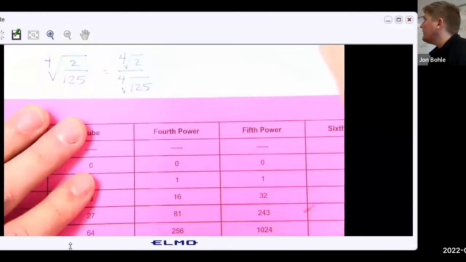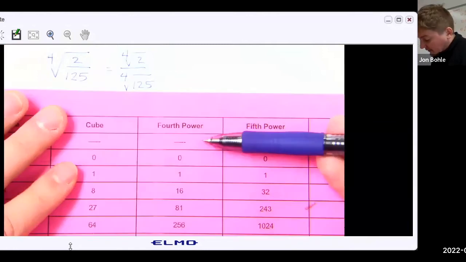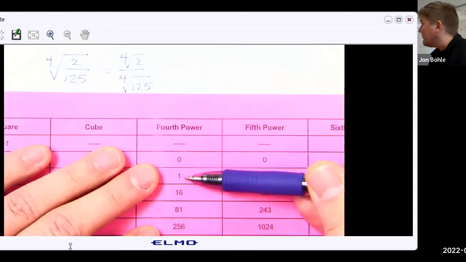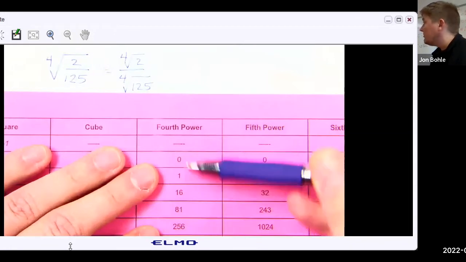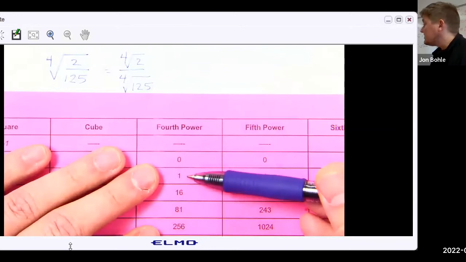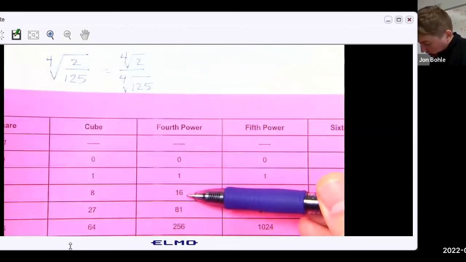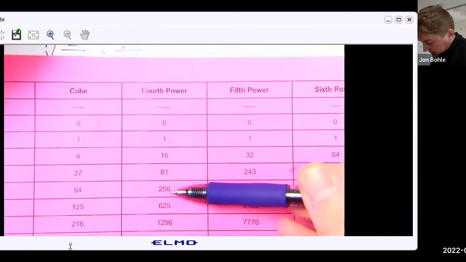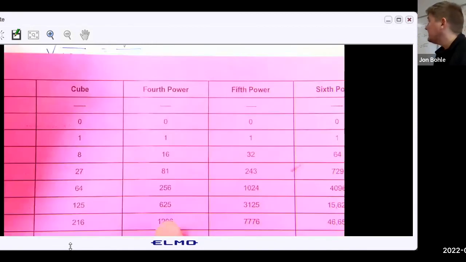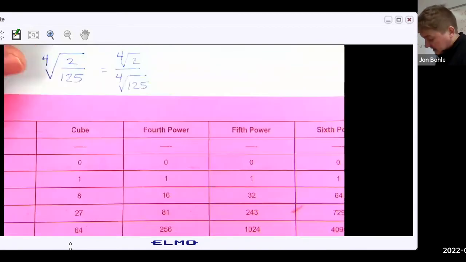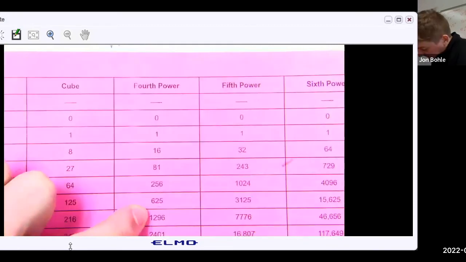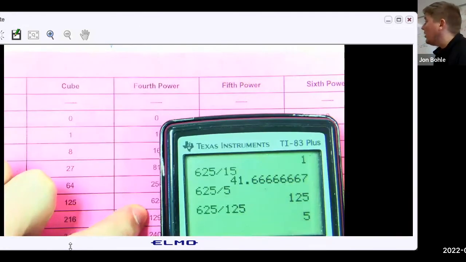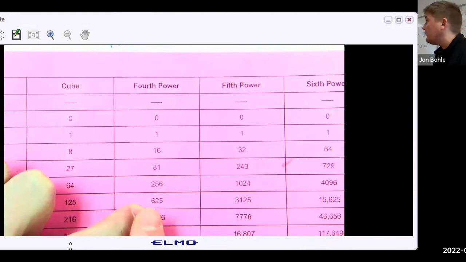I'm going to start looking at my fourth powers, and I'm going to start asking myself, can I multiply 125 up to that perfect fourth power? Is there anything I can multiply 125 by? That's a nice neat whole number to become 1. What, 16? 81? These are all smaller, so those aren't going to work. What about 256? No. What about 625? That's a possibility, right? So I'm going to take 625 and divide it by 125, and I get 5. So can I multiply 125 up to become a perfect fourth power?